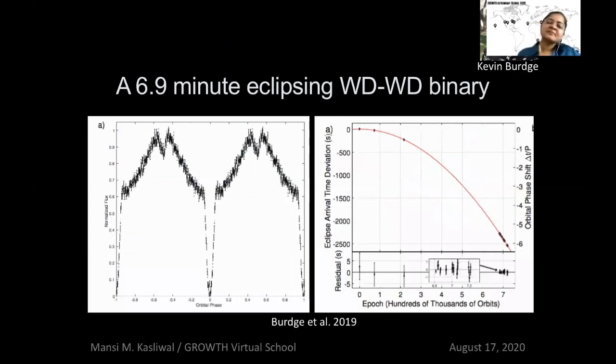So the first example I want to give you is from our own Milky Way galaxy. This is a lovely discovery by graduate student Kevin Birch on a 6.9-minute eclipsing white dwarf binary. Right? So imagine the number of times this binary is going around each other while I'm giving this talk. Now this beautiful light curve that Kevin published also shows how the period is decreasing as a function of time.